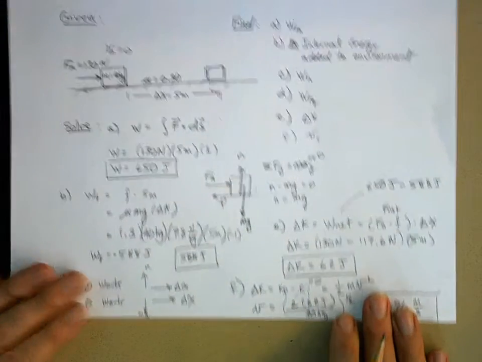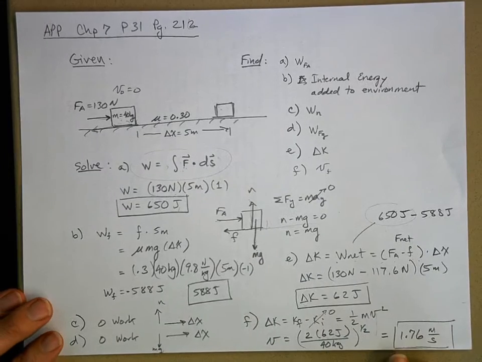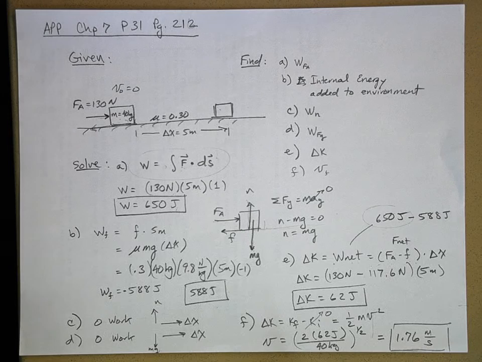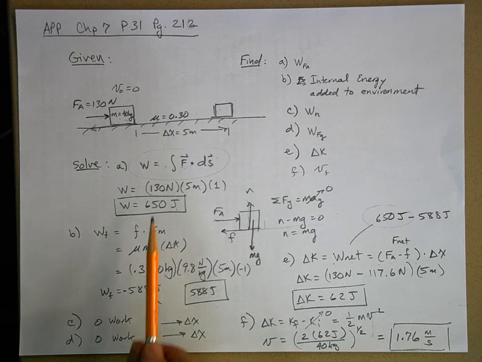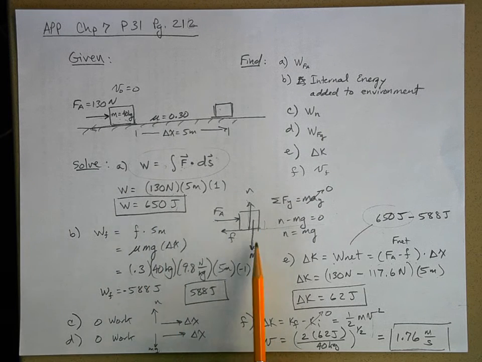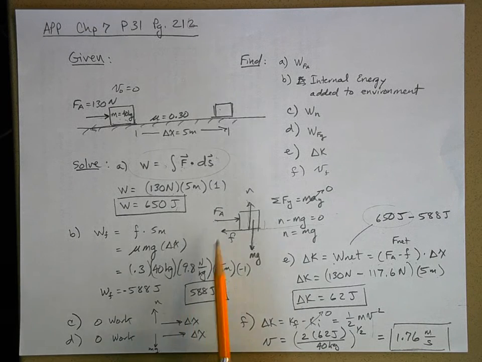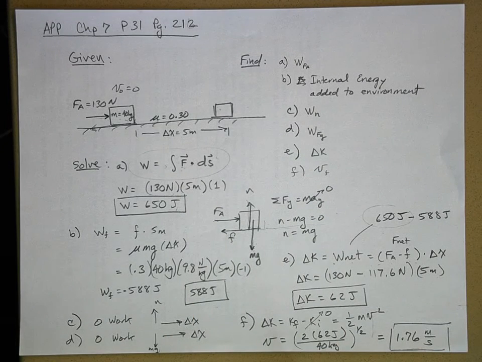Let's take a look at the whole thing all together. I really think it's cool that you can figure out what the net force is and multiply that by the displacement and get the change in kinetic energy. Or you can look at the work done by each force, 0 plus 0 plus 650 plus negative 588, and get the same answer. That is the net work done. That is all.